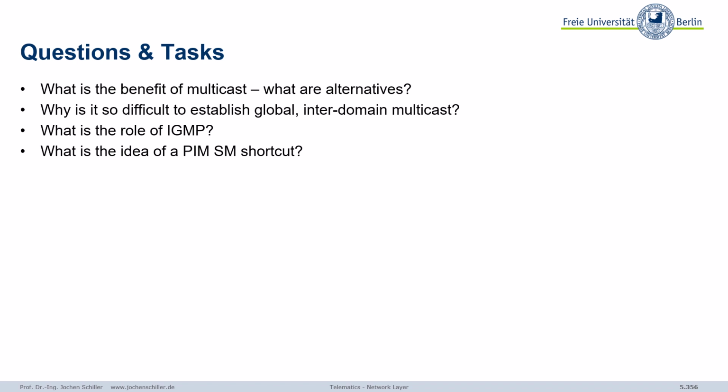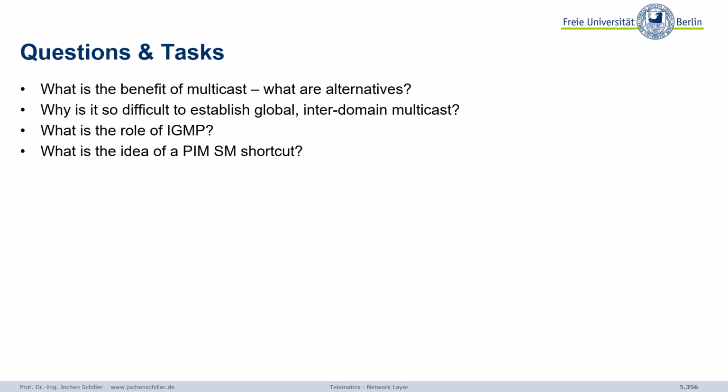So, some final questions. What was this idea overall, multicast, the last topic? So what can we do instead of multicast, and maybe what are the reasons why we do something else than multicasting, unicasting, etc.? And why is it so difficult to establish this global inter-domain multicasting? And if we look at the protocols, what is the role of IGMP, MLD? So what do we do there?